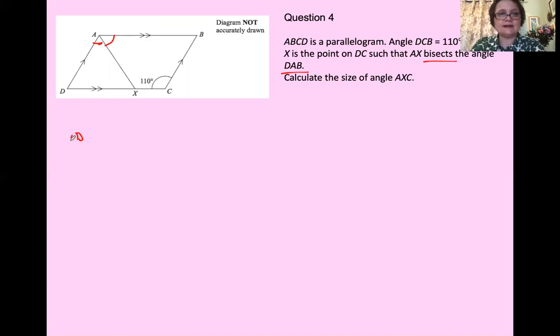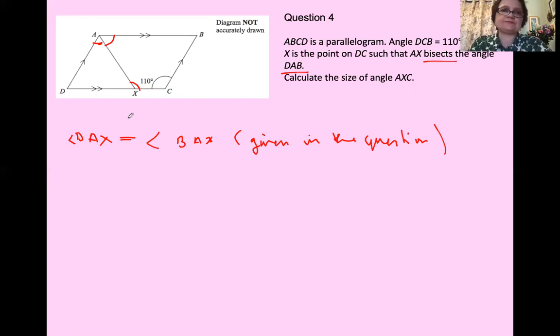So angle DAX equals angle BAX. Write it down before you forget what is given. We don't know how much, but we know that they are equal, and you write down given in the question. Calculate the size of angle AXC. So we need this angle here, AXC.